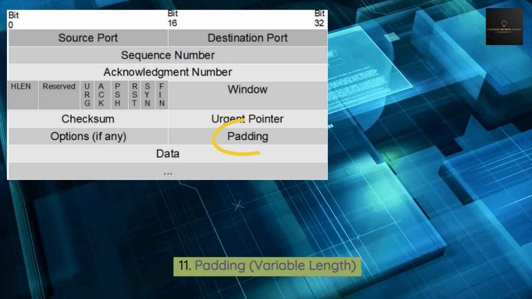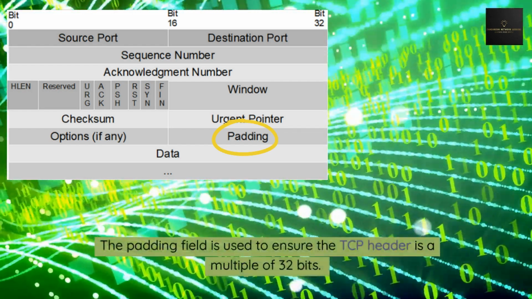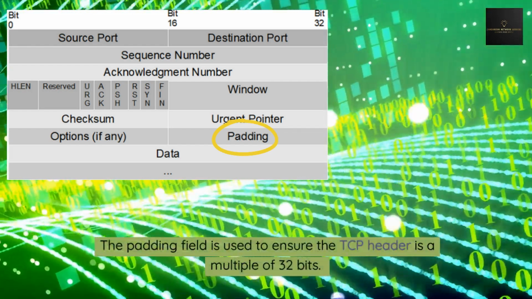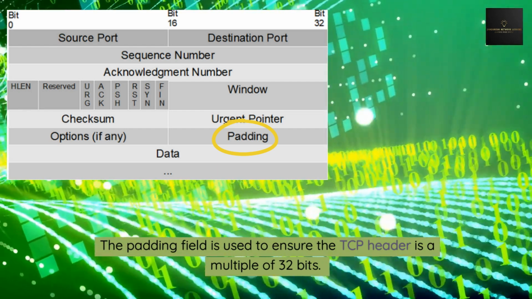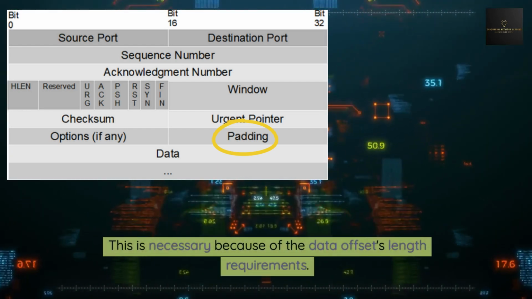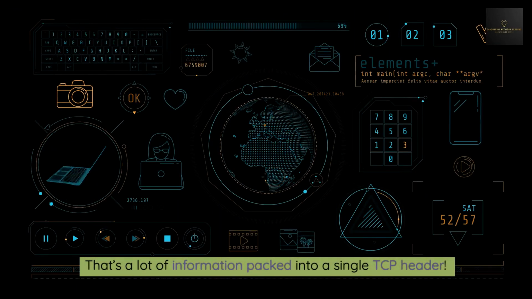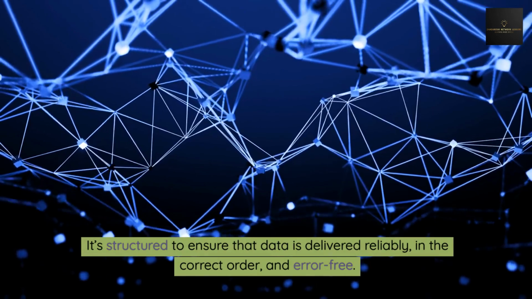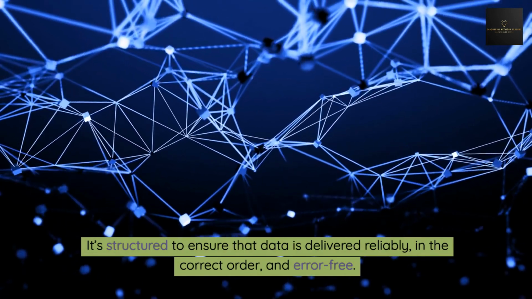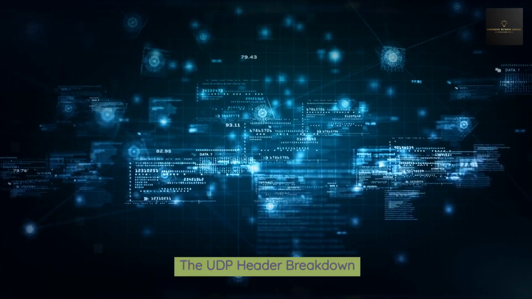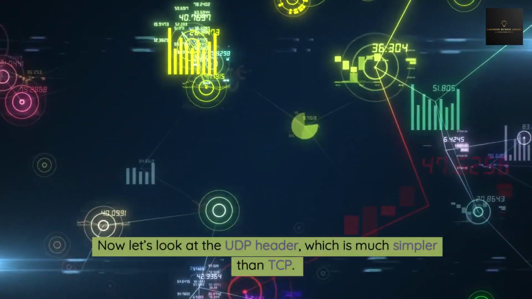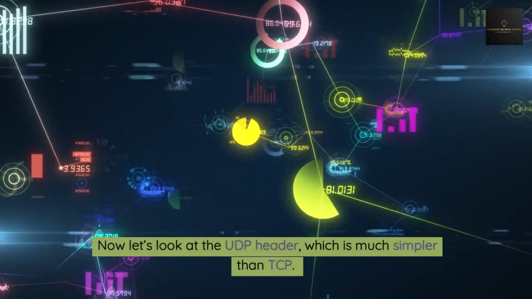11. Padding, variable length. The padding field is used to ensure the TCP header is a multiple of 32 bits. This is necessary because of the data offset's length requirements. That's a lot of information packed into a single TCP header. It's structured to ensure that data is delivered reliably, in the correct order, and error-free. The UDP header breakdown. Now let's look at the UDP header, which is much simpler than TCP.